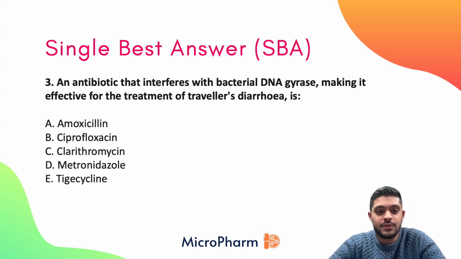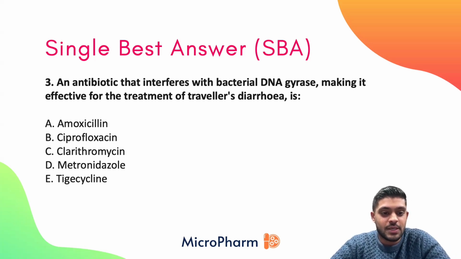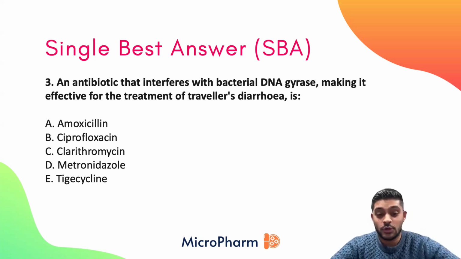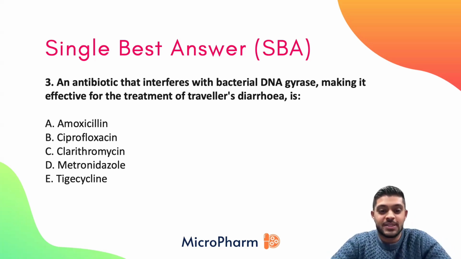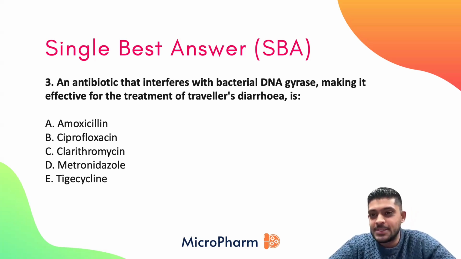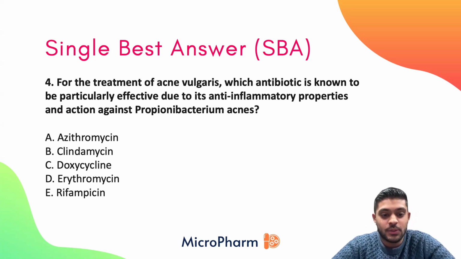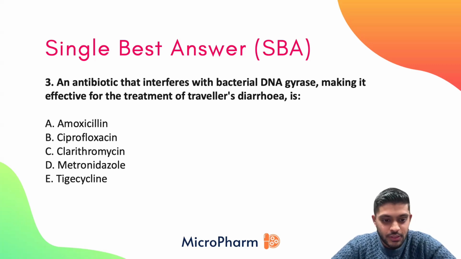Okay, so an antibiotic that interferes with bacterial DNA gyrase, making it more effective for the treatment of traveler's diarrhea. Okay, I've got some examples to show you for the person that asked me. For those of you who have time, you can stay at the end and I'll go through some sample questions to give you some familiarity of what these sample questions could look like. Oh, I moved on to the next question.